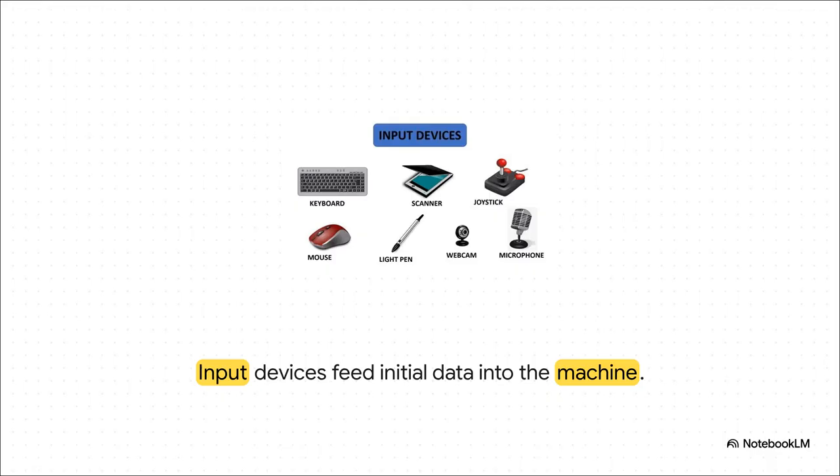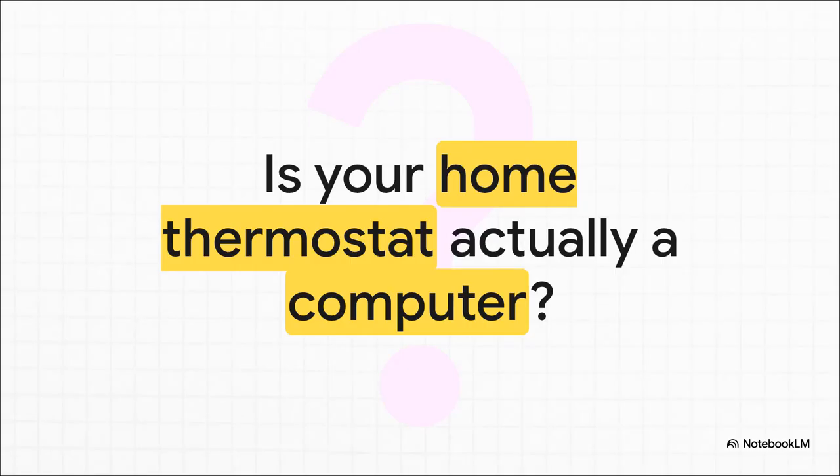Let's take a closer look at step 1 with some real-world examples. Keyboards and mice are obvious input devices, but input is really just any way we provide initial data to the machine. A scanner feeding in an image, a microphone capturing audio waves and digitizing them, a webcam, a gaming joystick. These devices are literally how we speak to the machine so it can get to work and start processing. Which actually leads me to a question I want you to really think about for a second.